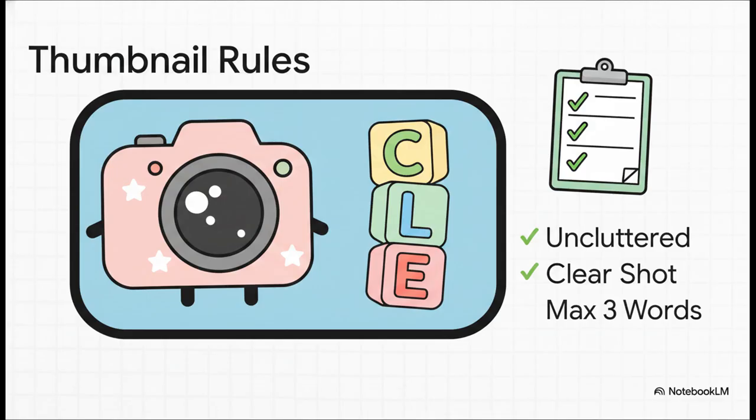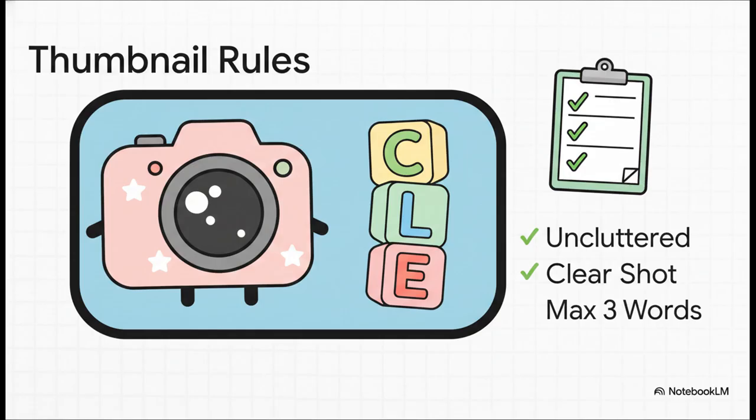The Blueprint gives us some golden rules for thumbnails, and they are super straightforward. First, keep them clean and uncluttered. No messy, chaotic backgrounds. Second, you want one clear, prominent shot of the product. An expressive face can definitely help, but hey, it's optional.